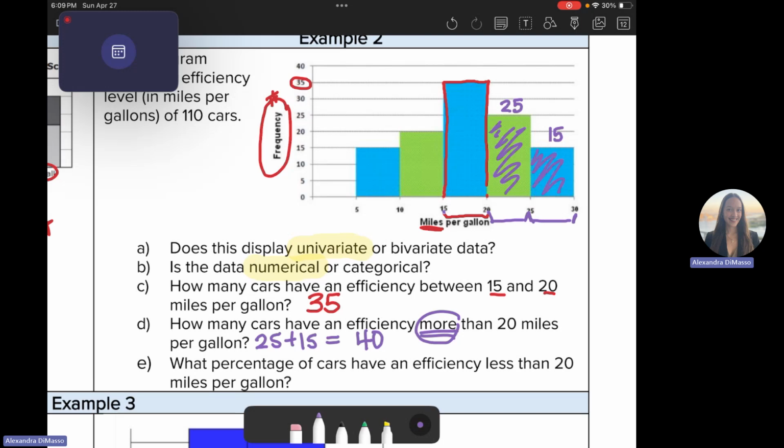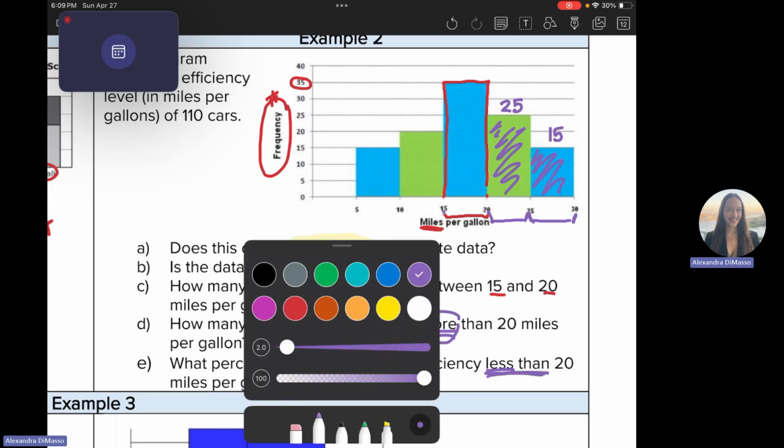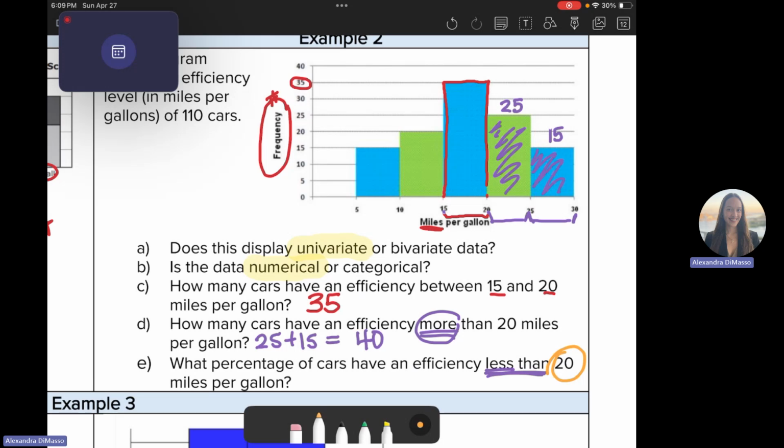Last one, what percentage of cars have an efficiency less than 20 miles per gallon? So it's the same idea. I'm going to do less than 20. If it's less than 20, that gives me this section here. I'm coloring in orange, right? Between 15 and 20, that gives me this section, and that gives me this section. So all of these would be less than 20 miles per gallon. If I look at their frequencies again, this is 35. This frequency is 20. This frequency is 15. So I want to know, how many is that? All I have to do is add them up, right? So I add up 15, 20, and 35.